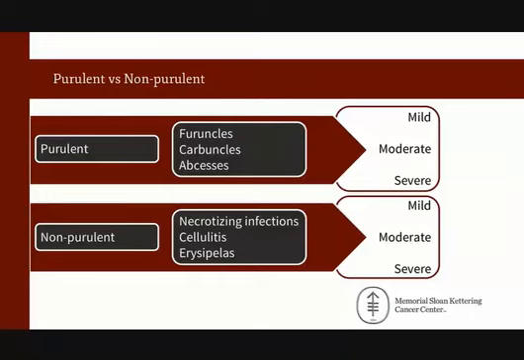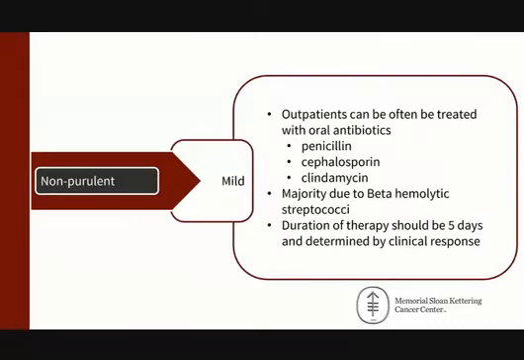Following the determination of purulent versus non-purulent, the clinician must categorize the infection as severe, moderate, or mild, with these designations dictating appropriate clinical therapy. Mild, non-purulent SSTIs, which are often encountered in the outpatient setting, can be treated with oral antibiotics. Beta-hemolytic streptococci account for the majority of infections and therefore dictate which agents can be used for empiric coverage.